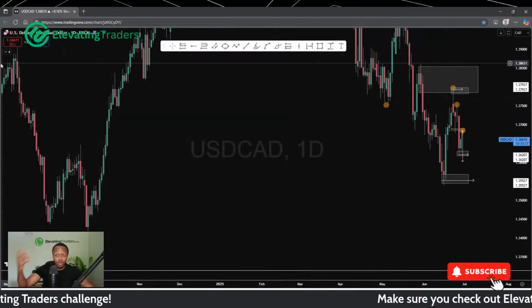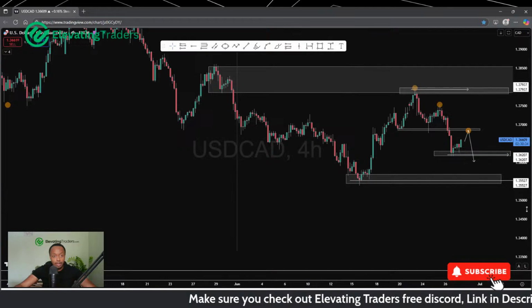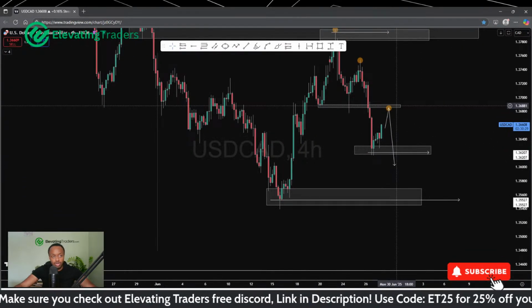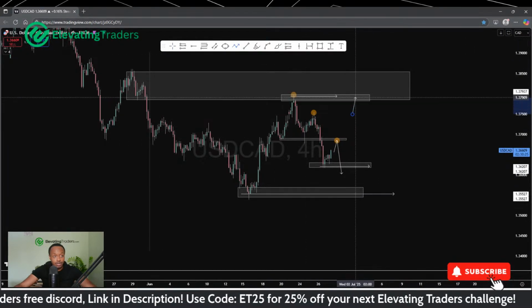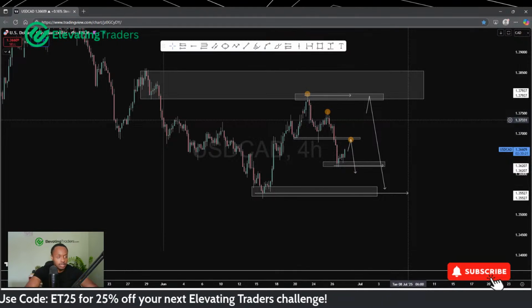Dollar as a whole is still looking pretty bearish too, so using that to our advantage as well. But this is the next best opportunity here for dollar CAD, 1.368 roughly for some shorts. This opportunity is still valid. If we could still see a push up there, great. I just doubt we get there, to be honest.